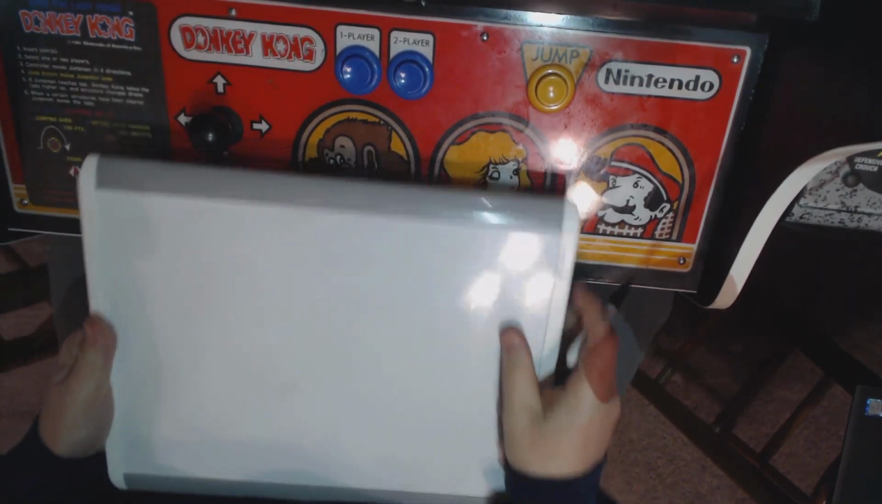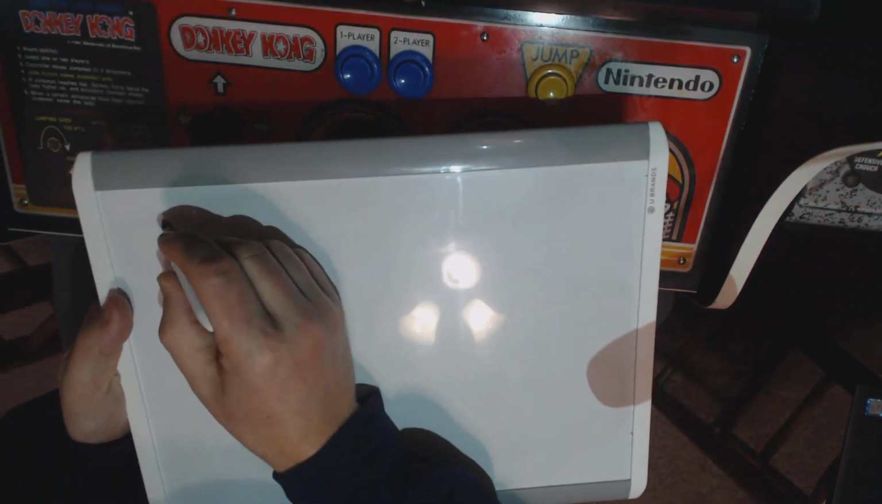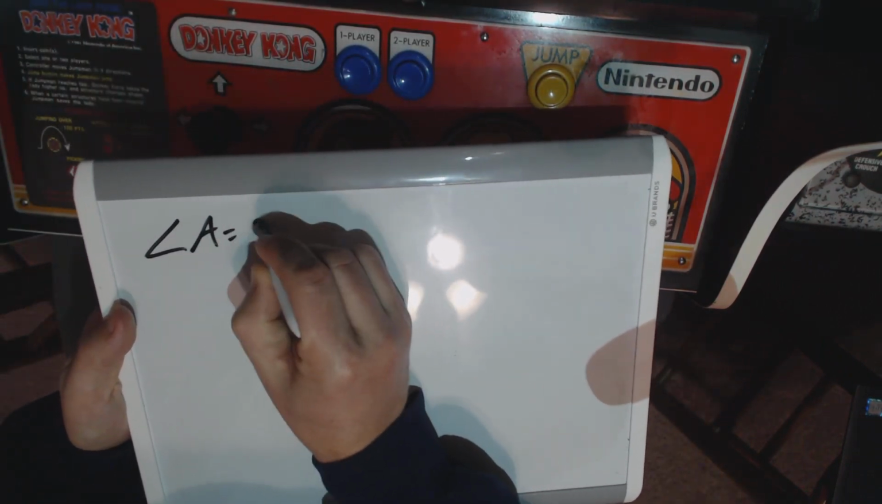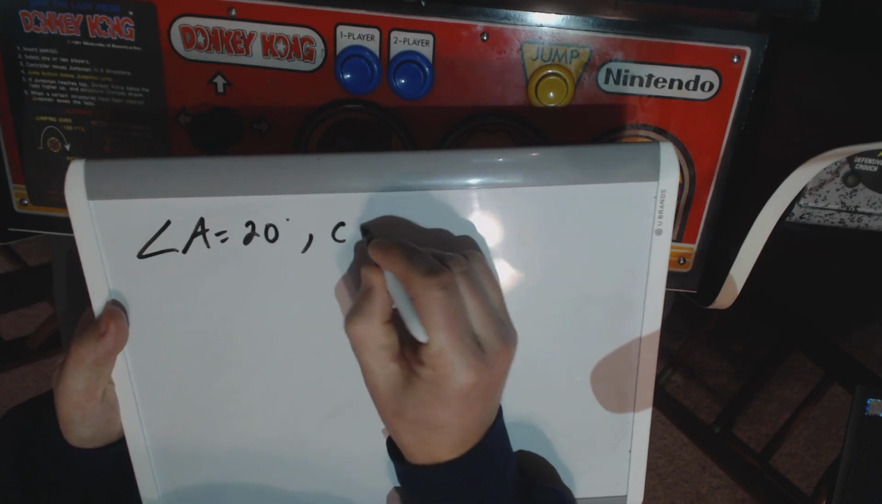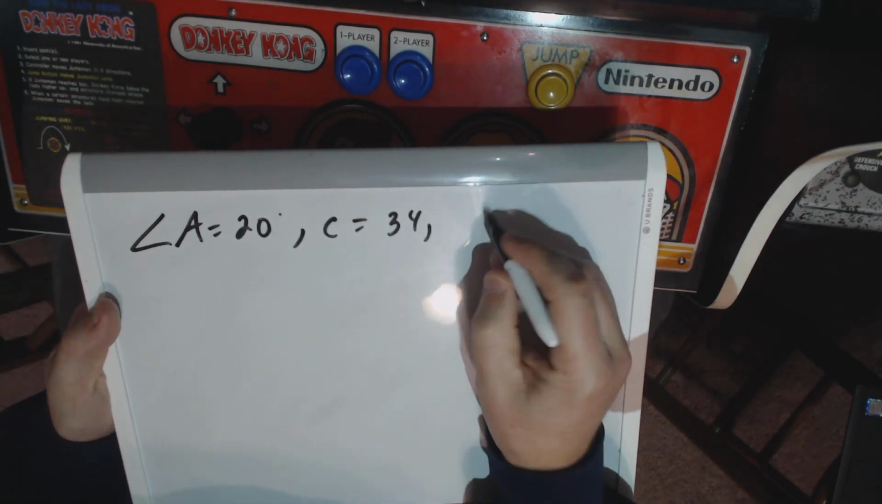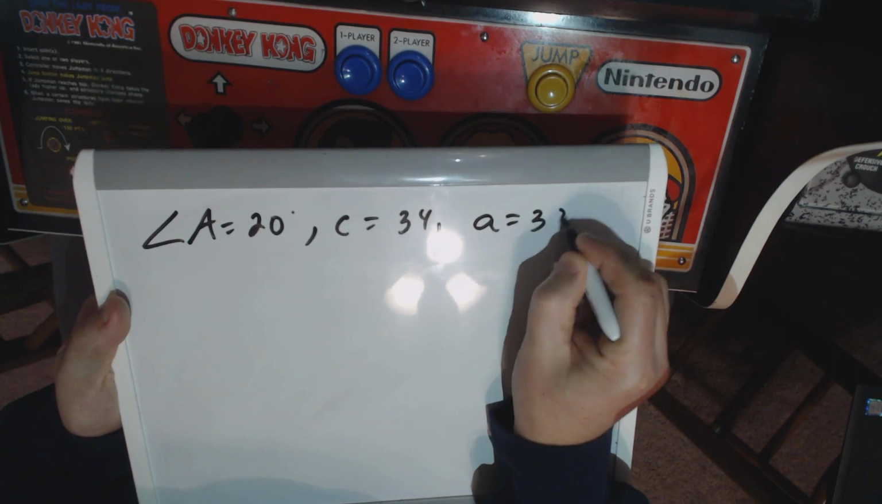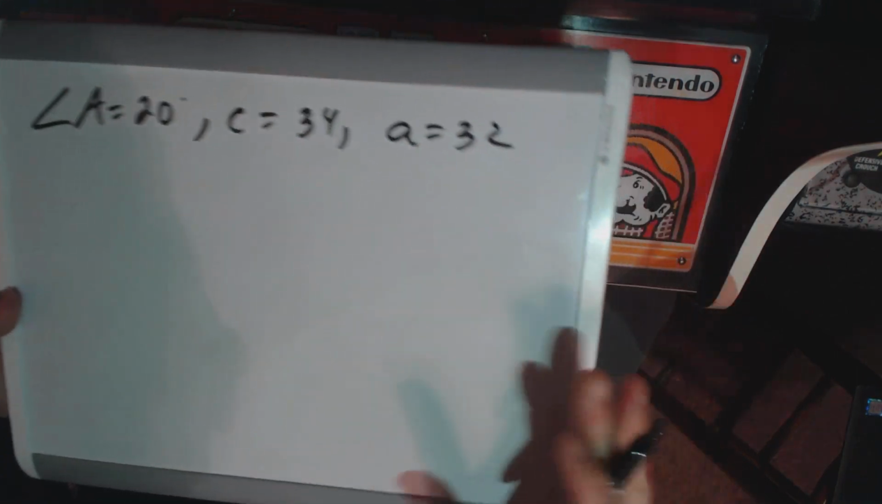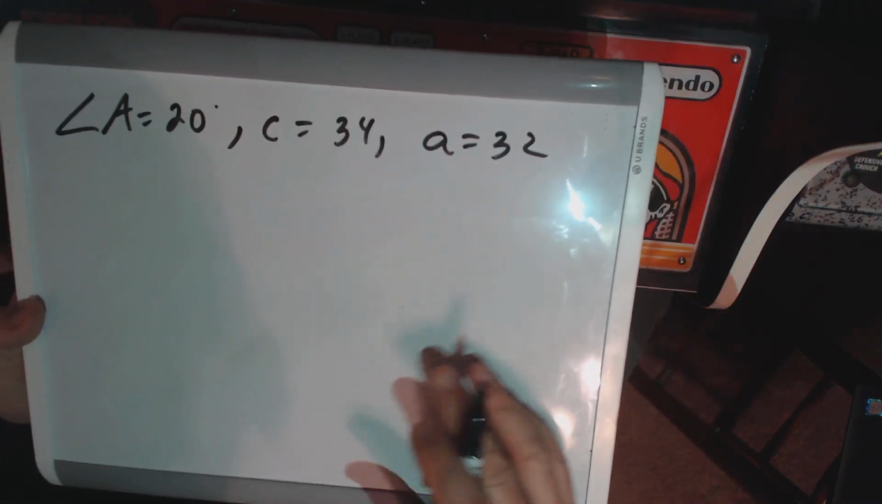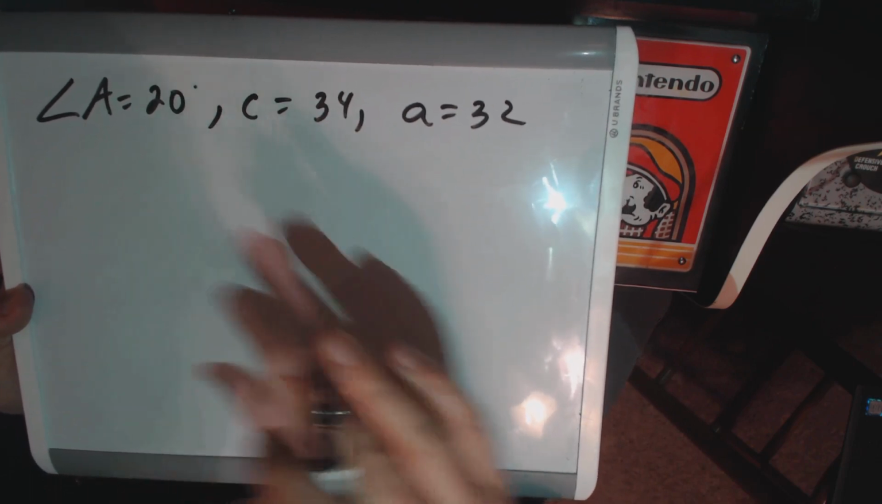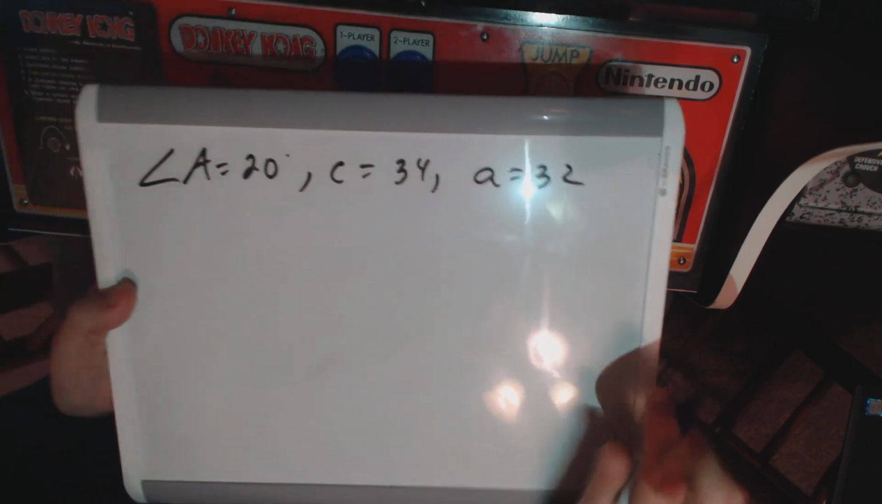So I'm still doing triangle ABC, okay? I still want to complete it. So here are the things I'm going to give you, okay? I'm going to give you angle A is 20, C is 34, and A is 32. So what I want everybody to do right now is pause this video and draw a scenario. This is triangle ABC. I'd like you to draw this, okay? So what it's going to look like.